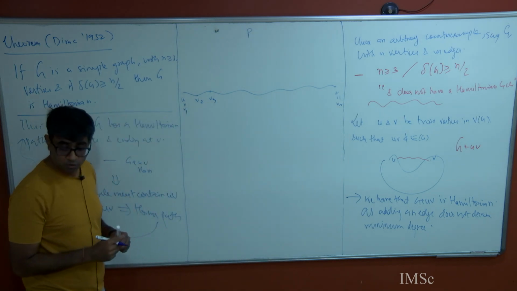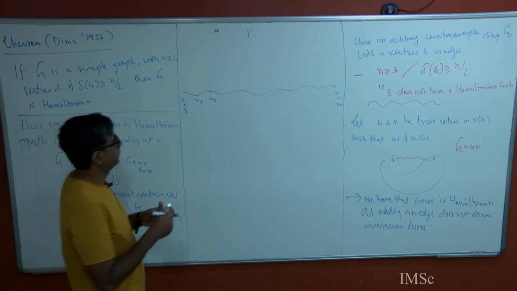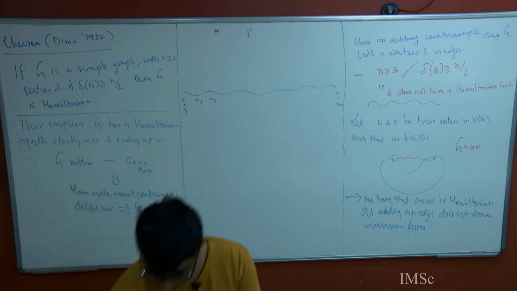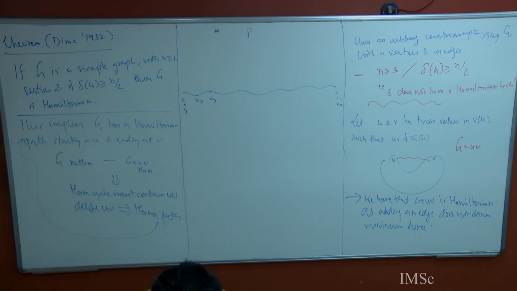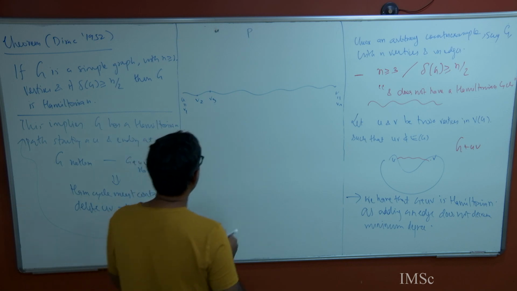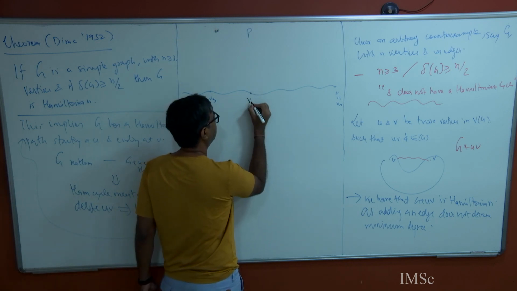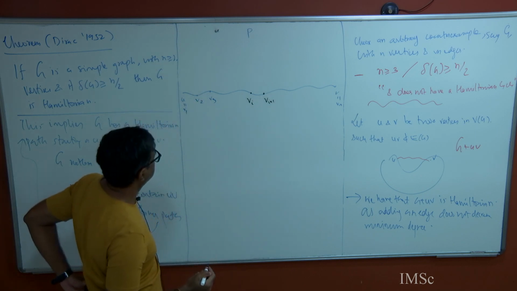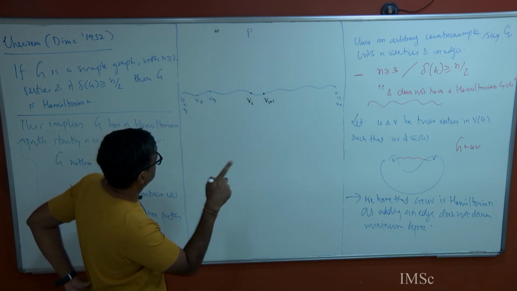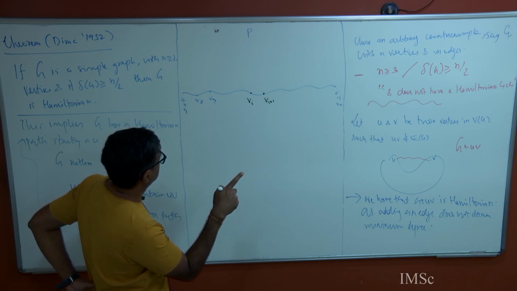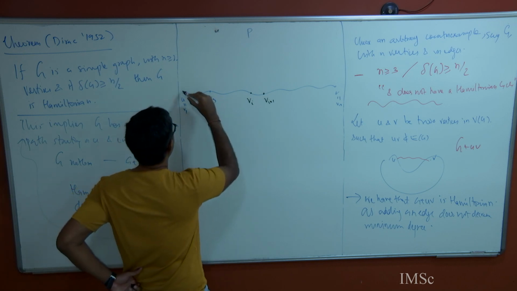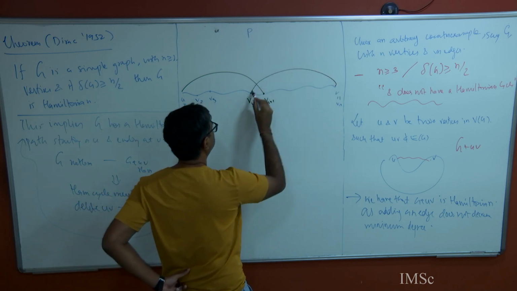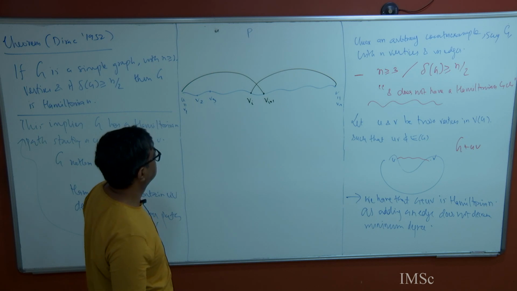Imagine that if I found two consecutive vertices, let's see. Imagine that I find two vertices here, Vi and Vi plus 1, which have the following property. Okay? Let's see. That U sees this, and V sees this, then what can you do?